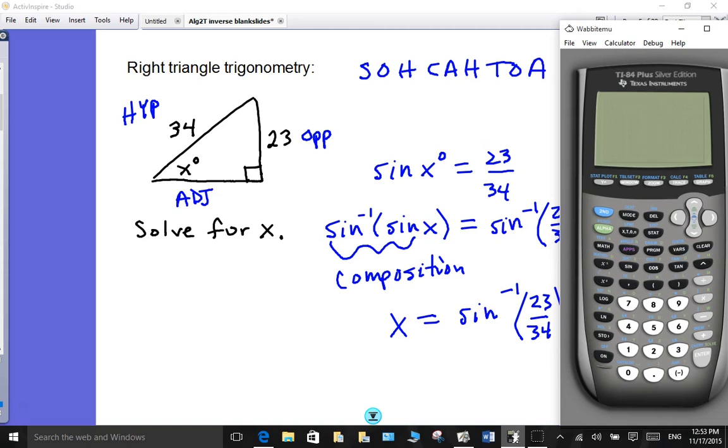Now sometimes we need inverses to solve equations. These kinds of functions are called transcendental functions. Transcendental means you can't solve them by just doing algebra to both sides, right? So the only way to solve for a variable which is inside the function is you need another function that undoes the first function, and that's called an inverse.